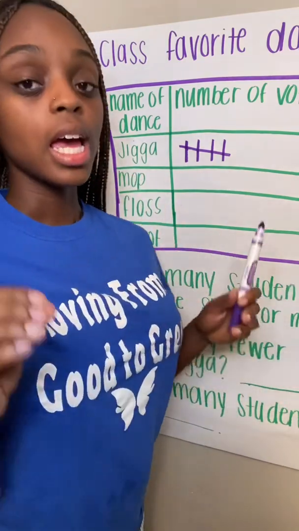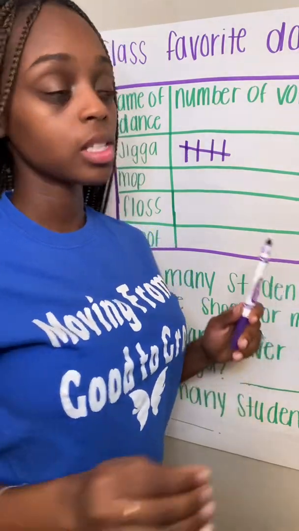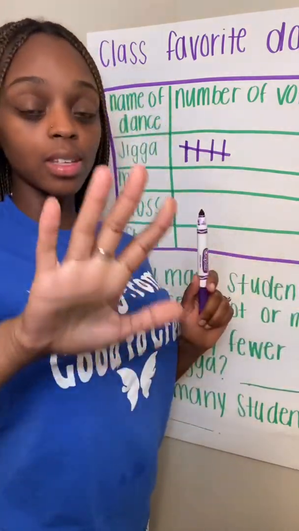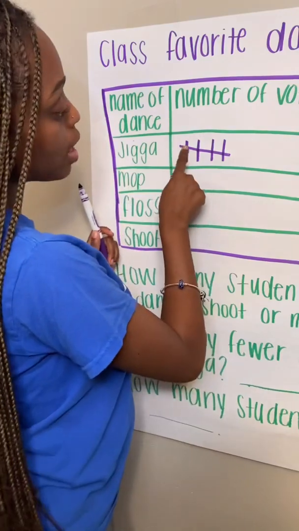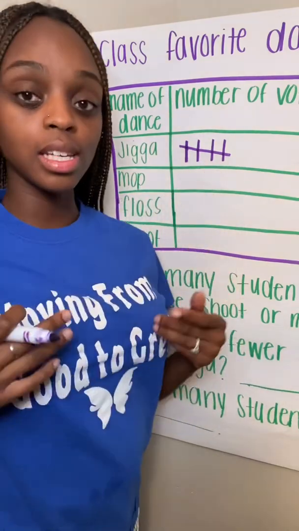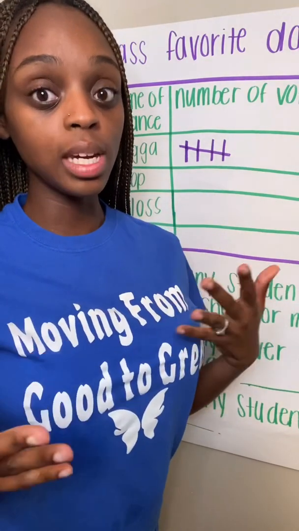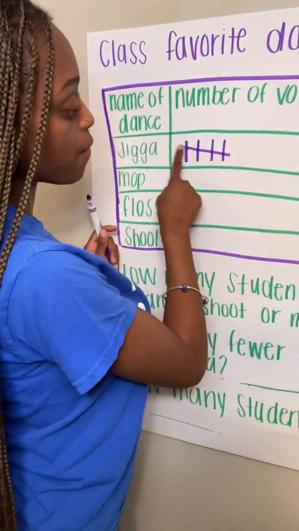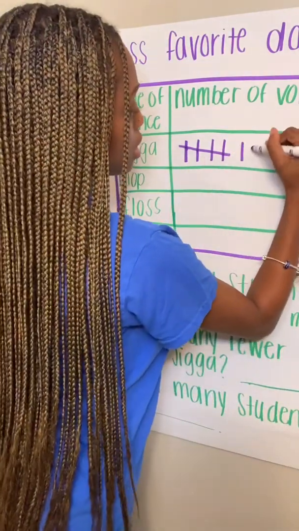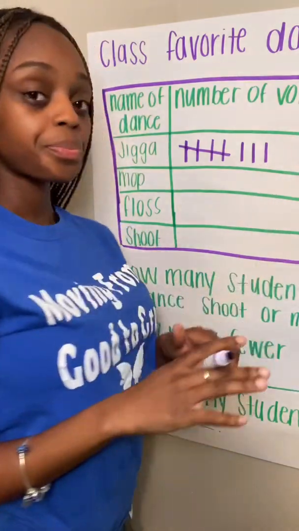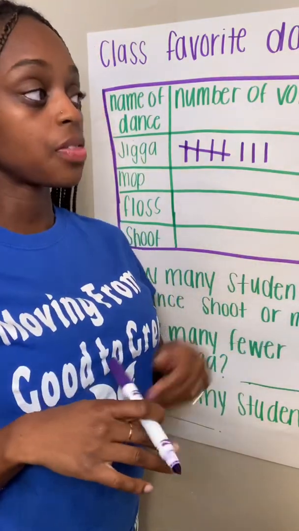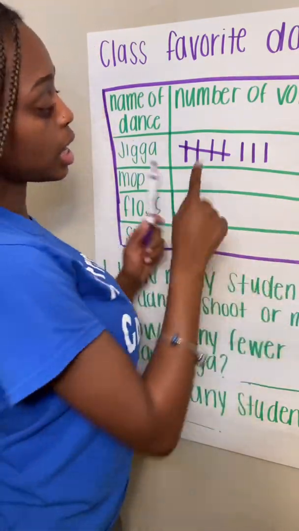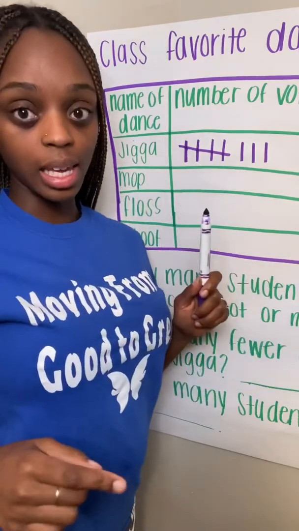Once again, every time you draw tally marks, once you get to the 5th tally mark, you draw a line diagonally. Now, since 8 people like jigga, we need to keep going. So right now we're at 5, 6, 7, 8. We have now represented the 8 votes in tally marks. Let's keep going.